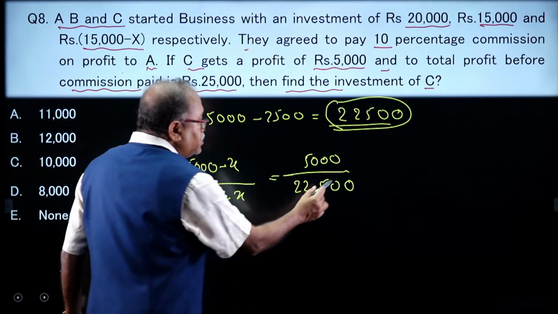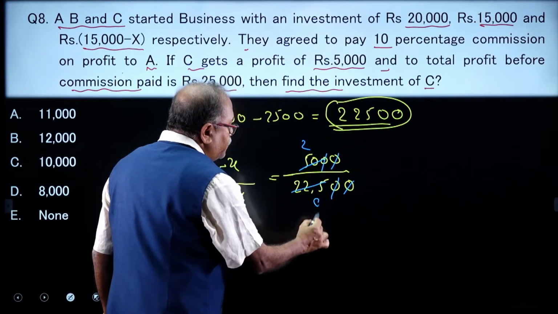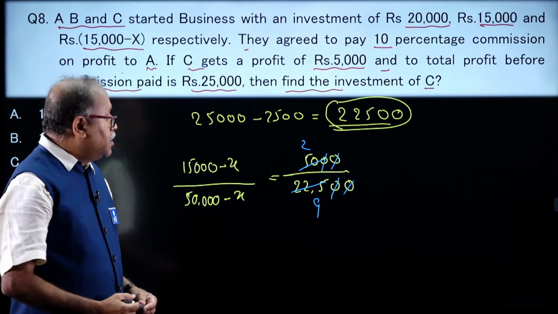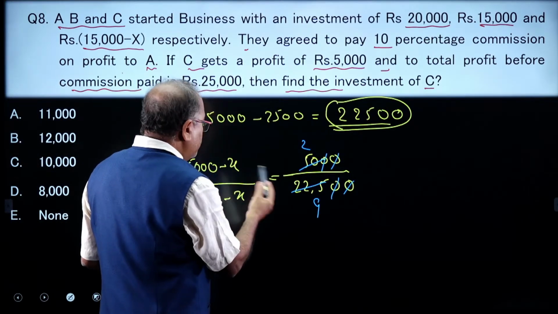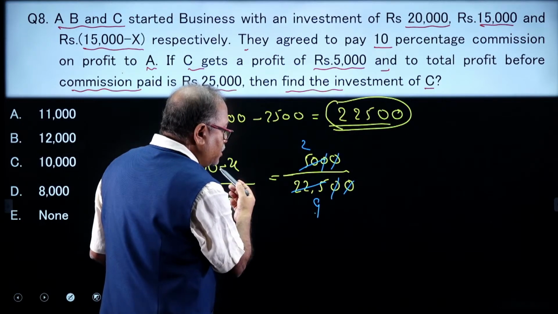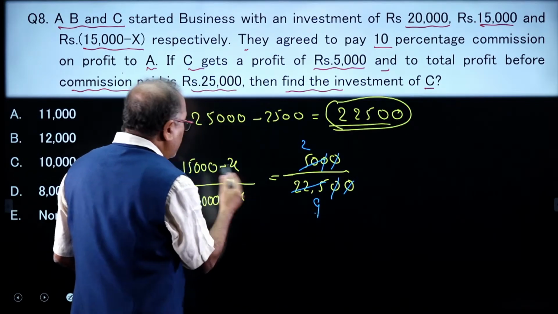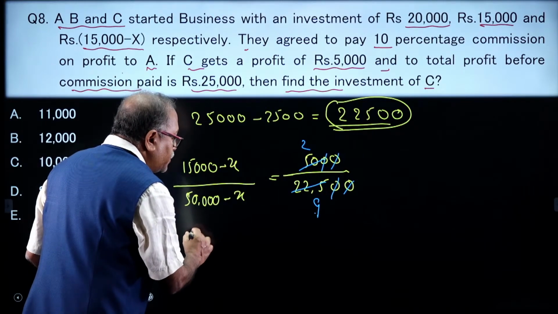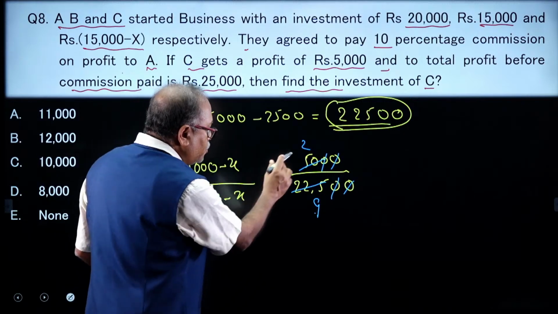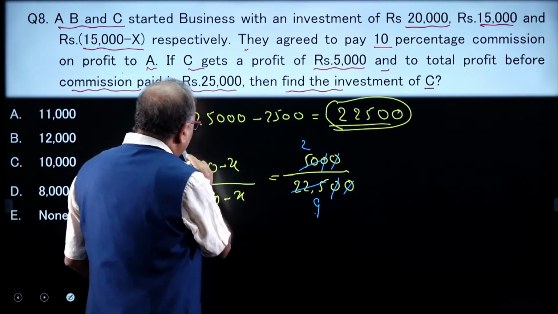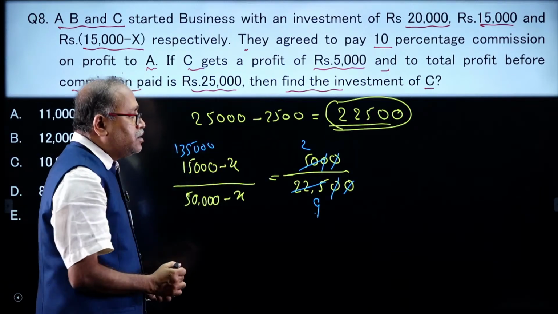Let's cancel. The two zeros are getting cancelled. With 25, this is 2 times. With 25, this is 9 times. And the rest part, it is with 9. Can I multiply, cancel this? Am I right? 9 times 15 is 135. So it comes to 135, followed by 3 zeros.